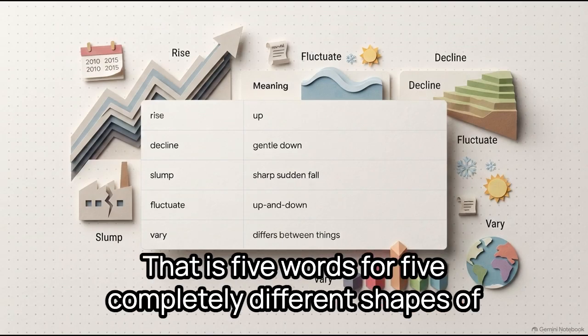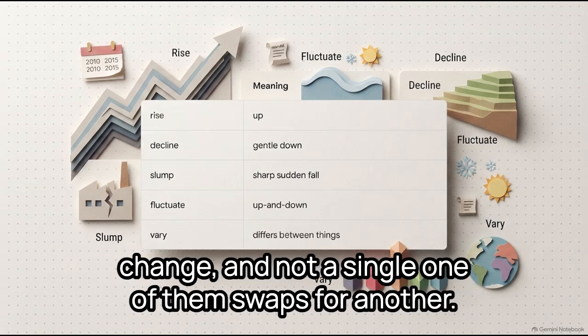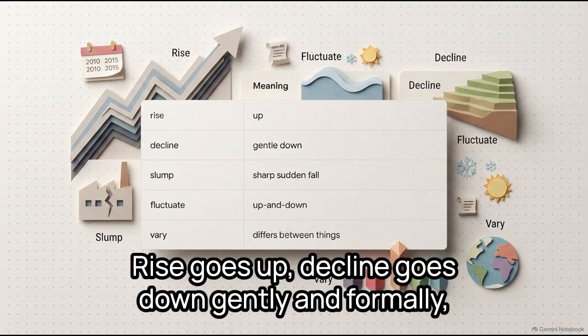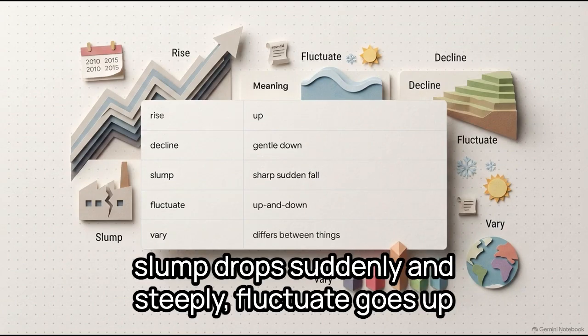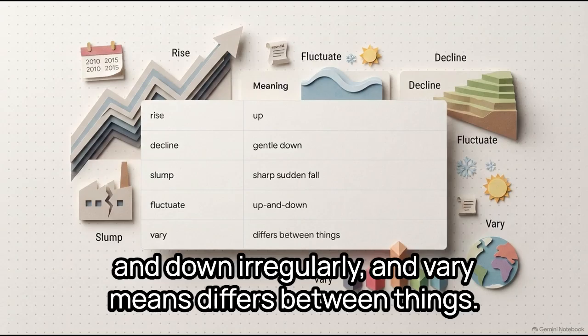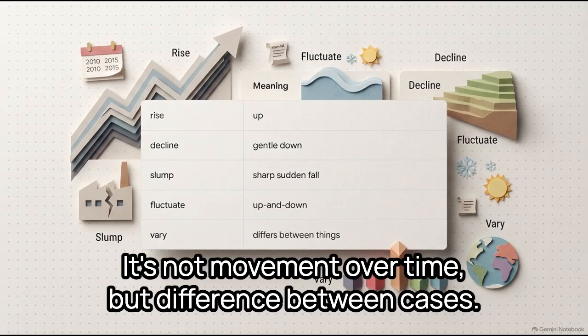That is 5 words for 5 completely different shapes of change, and not a single one of them swaps for another. So let's lock these in. Rise goes up, decline goes down gently and formally, slump drops suddenly and steeply, fluctuate goes up and down irregularly, and vary means differs between things. It's not movement over time, but difference between cases.